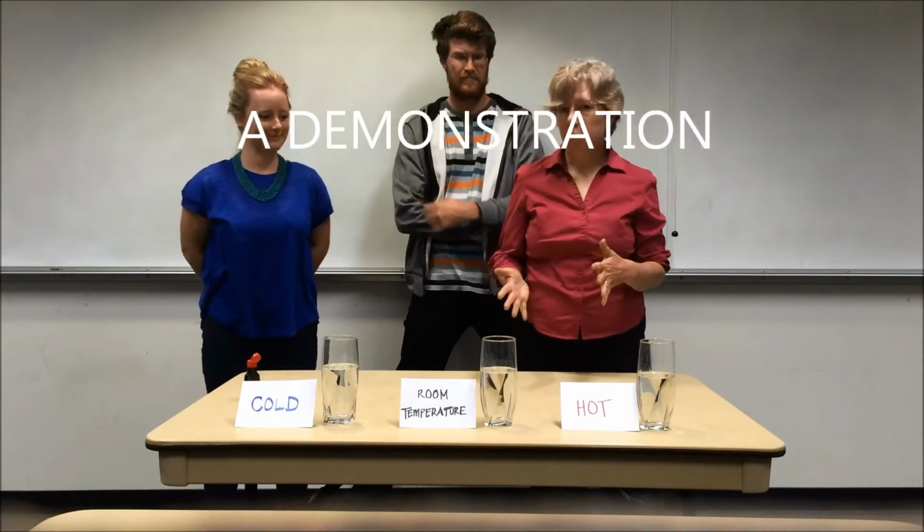We're going to do a small demonstration to show how convection works. We've got three different temperatures of water, cold, room temperature, and hot, and we're going to drop dye in them to show how the water is moving. So let's see, what direction does the water move and how quickly does it move when we put the dye in them? Okay, we're going to start with cold water.